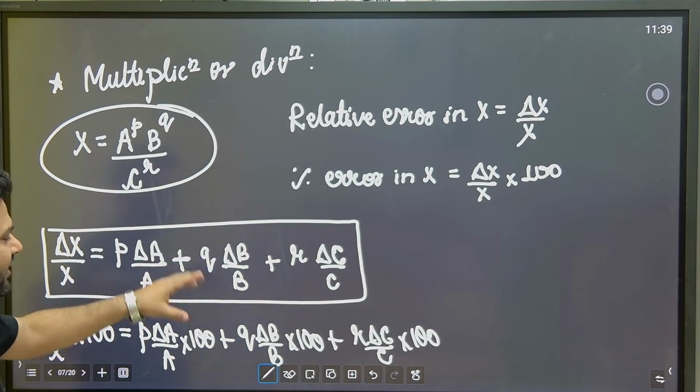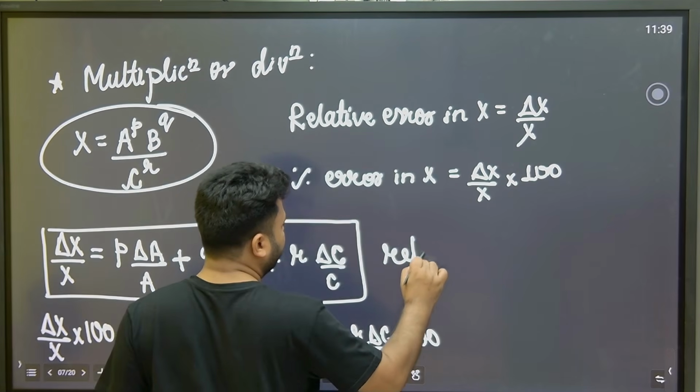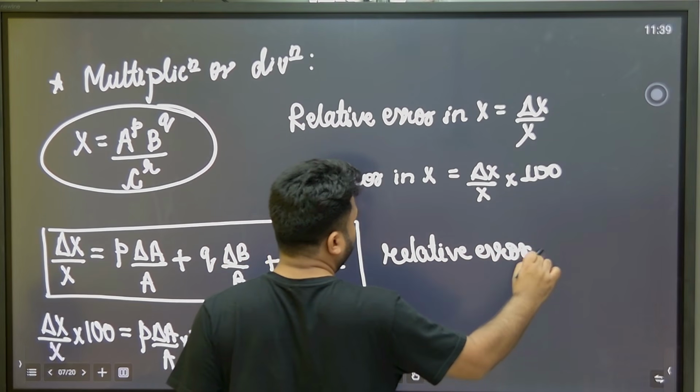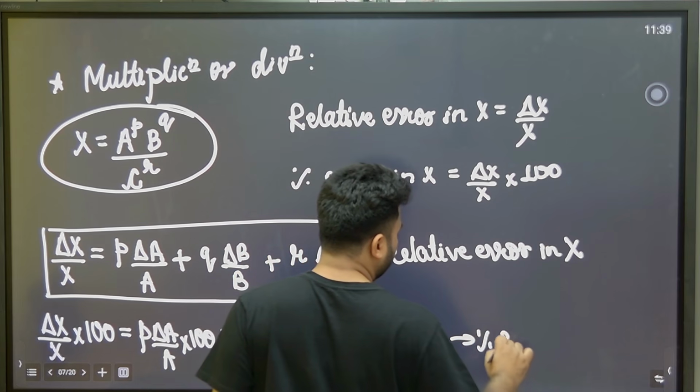This is relative error in X. This is percentage error in X. This is relative error in X. And what is this? Percentage error in X.